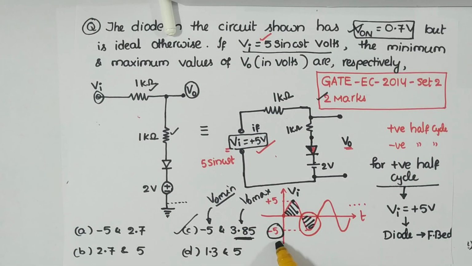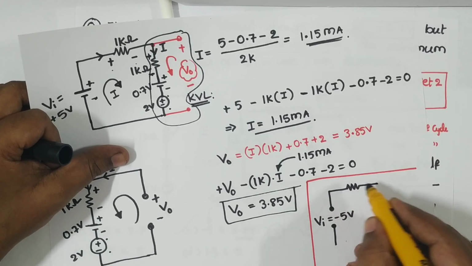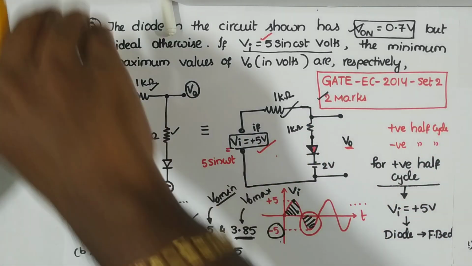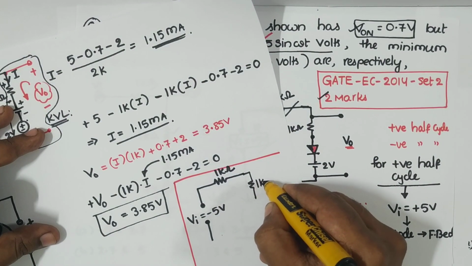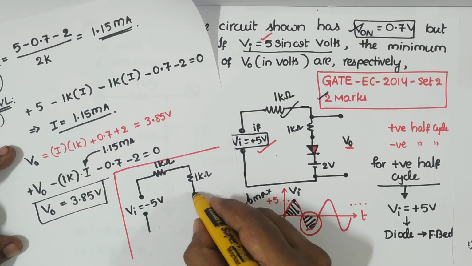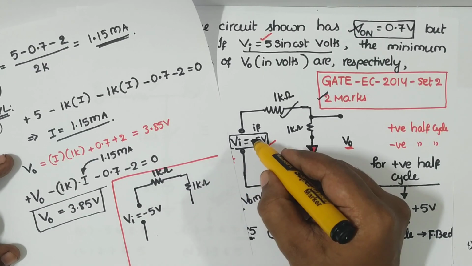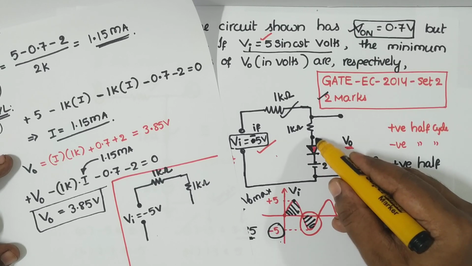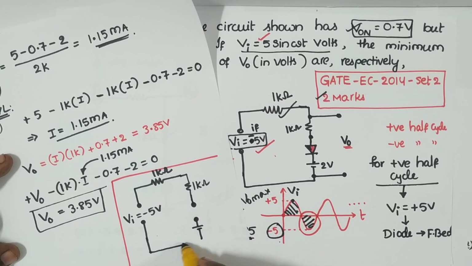So this is negative 5 volt for Vi, and you have 1 kilo ohm here. This one is done. Now this fellow, there is 1 kilo ohm again. Now what happens here? As this is negative 5 volt, here I have less positive when compared to this. So therefore the diode is reverse biased and there is no current now. It is open. Whether there is a 2 volt source or whatever, there is no meaning now.